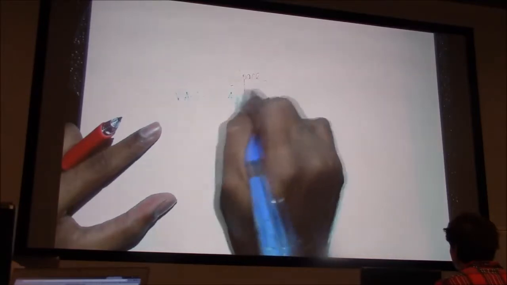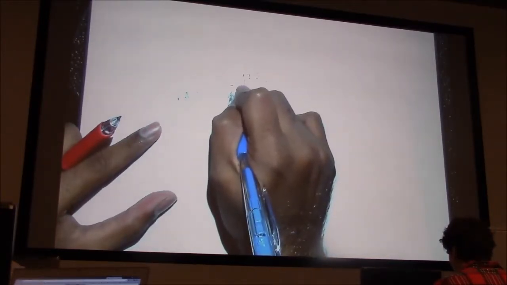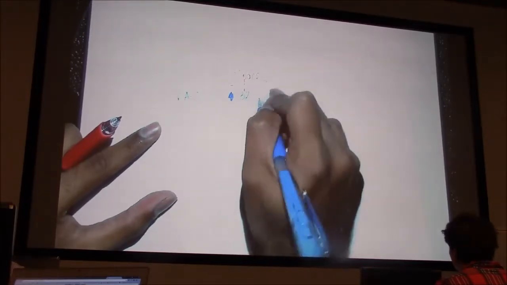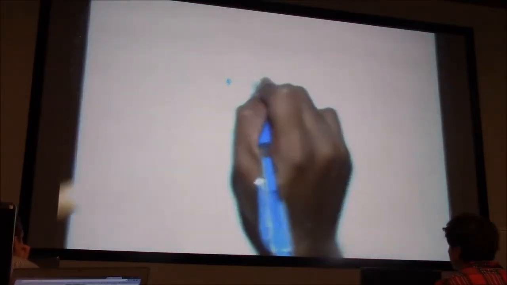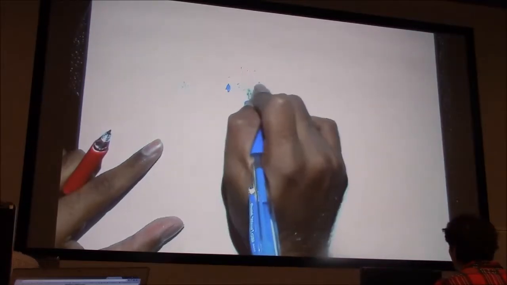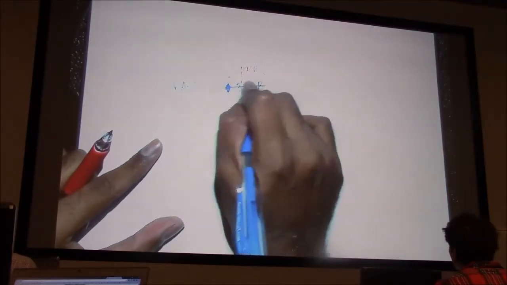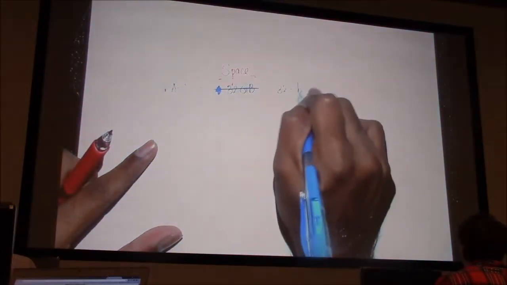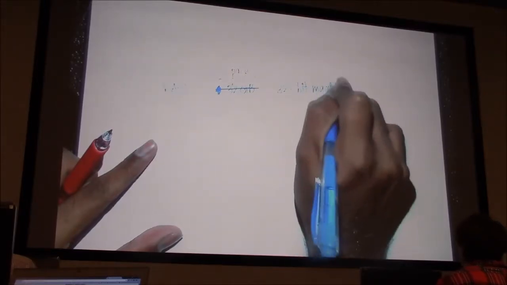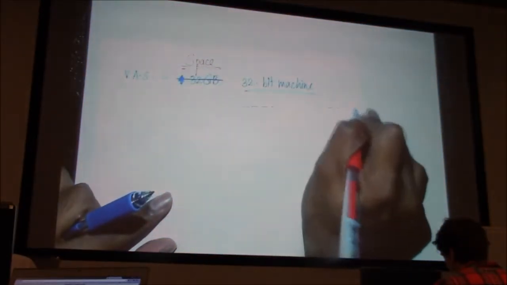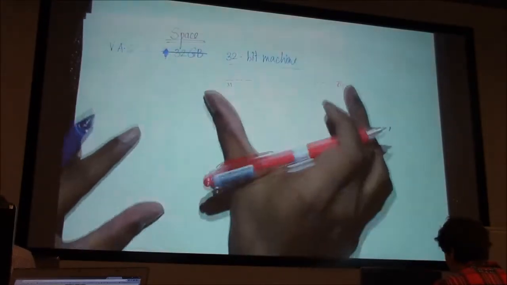Usually a virtual address space is of size 4 GB. So in a 32-bit machine, I think I'm messing this up, one second. So in a 32-bit machine, we have 32 bits to represent a particular address, bits 0 till 31.